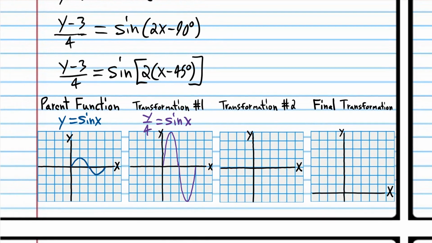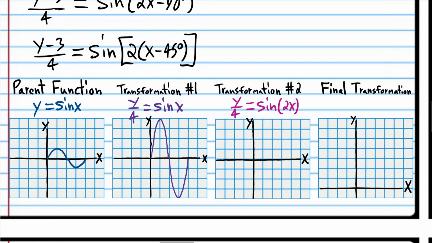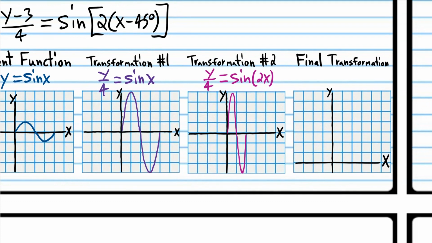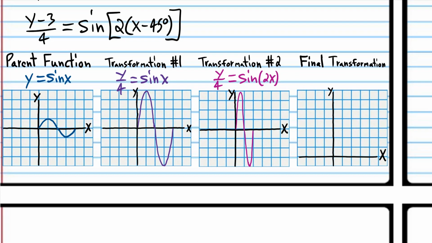So then we're going to horizontally compress. So we have y over 4 is equal to sine 2x, and it divides all the x values by 2. Now this x value here is 360 degrees, the x value at that point. So we're going to reduce the size of that curve. We're going to cut it in half, so now the new period is only 180 degrees. The normal period for the sine curve is 360. If you multiply x by 2, then it reduces to 180. So it's half of what it was.